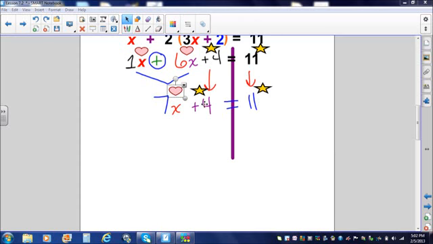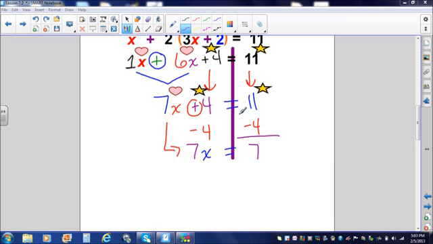I copied the rest of my problem. Now I'm going to put my stars together. Remember, they're on opposite sides of the fence. So when you leave the district, you're going to do the opposite. The opposite of adding 4 is to subtract 4. When I subtract 4 on both sides, these will cancel.